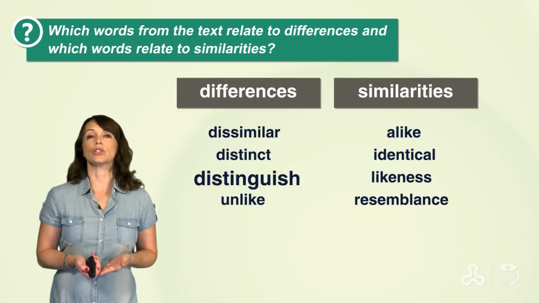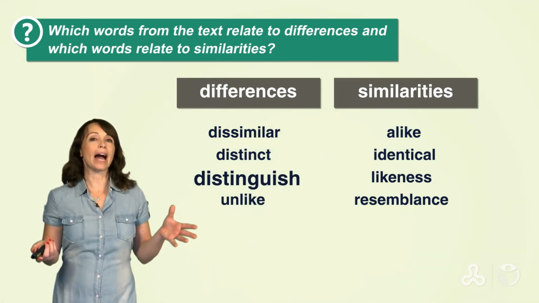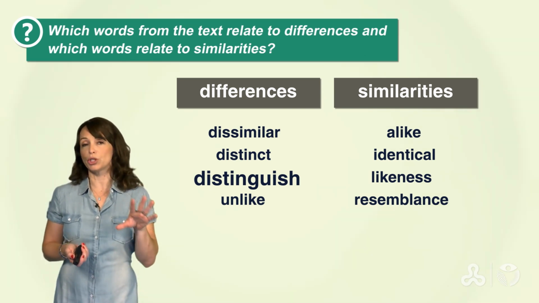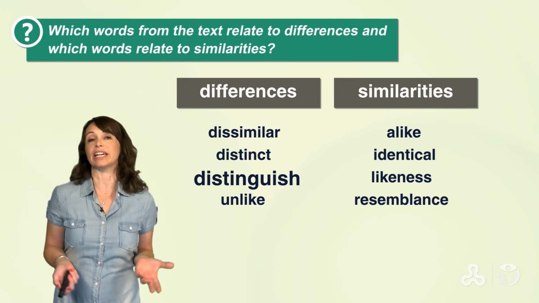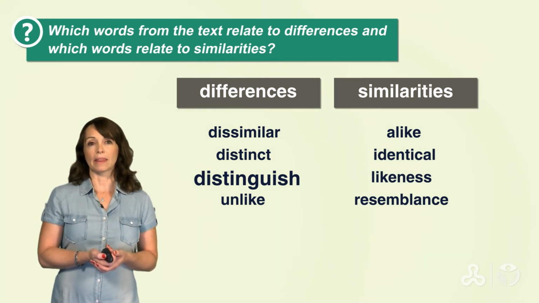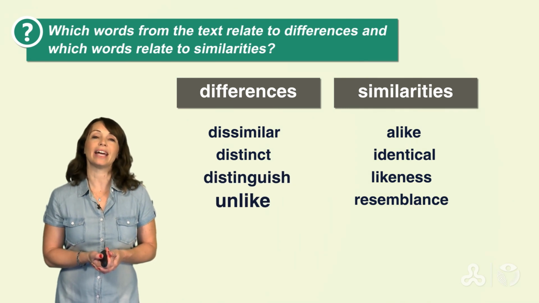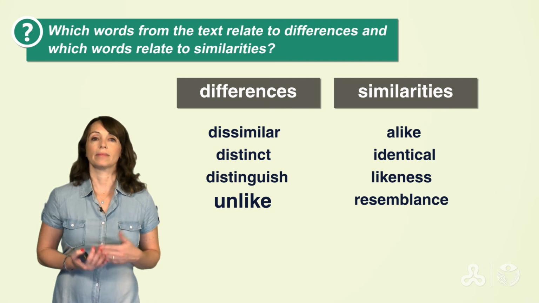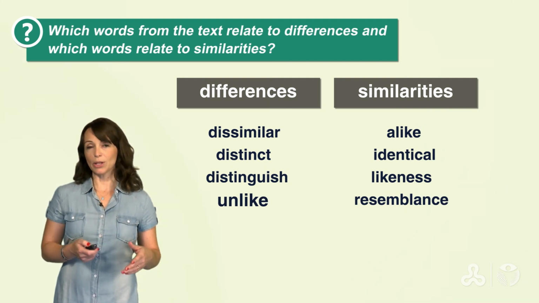To distinguish. Now, I don't know if you remember, but actually in our second unit, we had this word already, which appeared, distinguish, זה להבדיל או להבחין בין שני דברים. So again, it belongs to differences. And the last word means unlike. Unlike means לא כמו או לא דומה. Okay? Good. Now let's look at the other side.